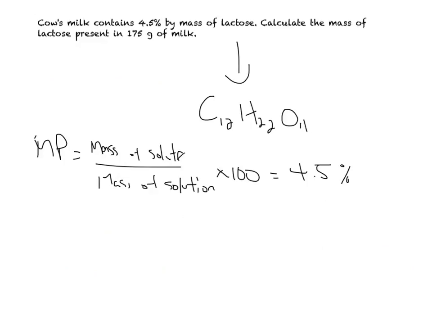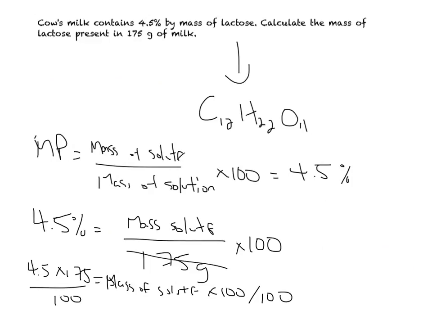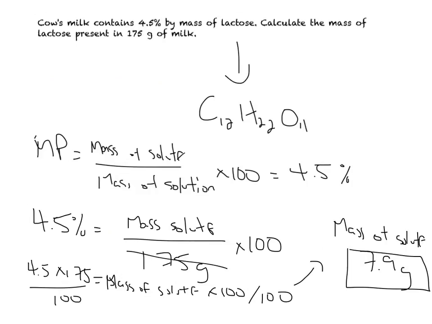So we can say 4.5% equals mass of solute over 175 grams times 100. And now we can solve this. I'm going to multiply 175 to this side, so I'm going to end up with 4.5 times 175. That will cancel the 175 out, and I'm left with mass of solute times 100. Divide this side by 100, divide this side by 100, and I get my mass of solute. So we get our answer. The mass of solute is equal to 7.9 grams of lactose.